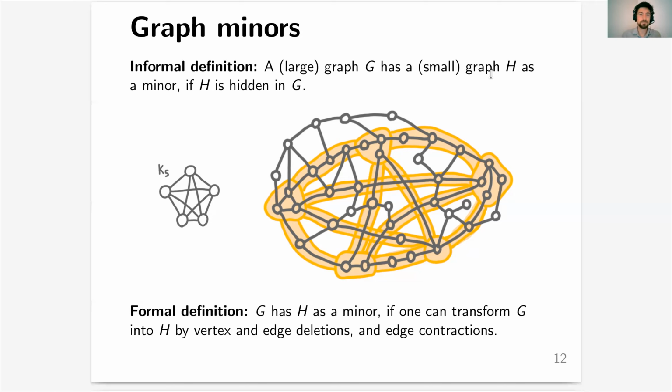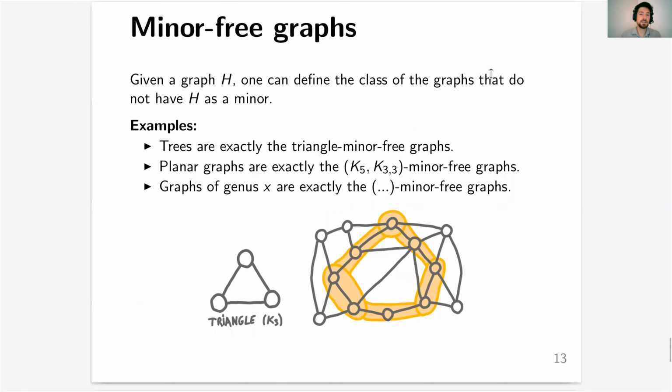Okay. Now what I am interested in is the graphs that do not have H as a minor. Okay, you give me a graph H, and now I consider the graphs that do not have H as a minor.